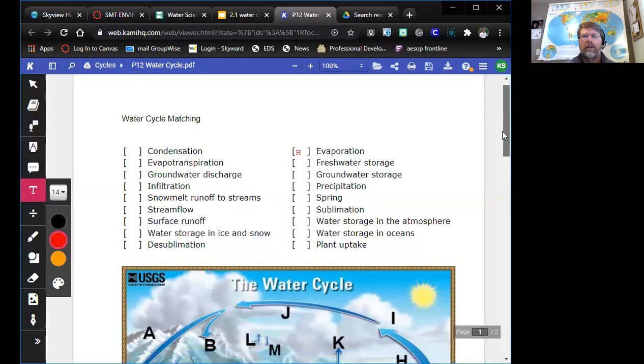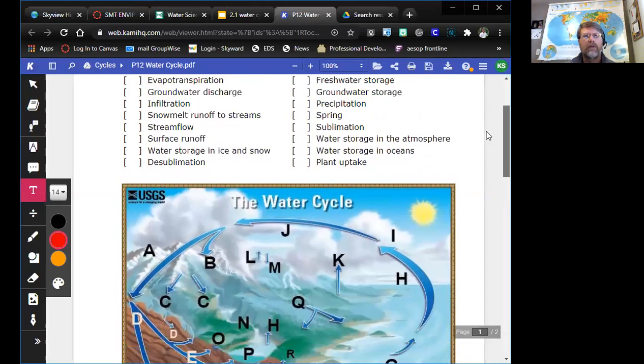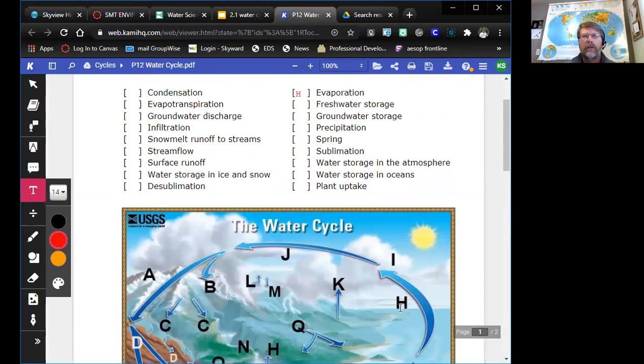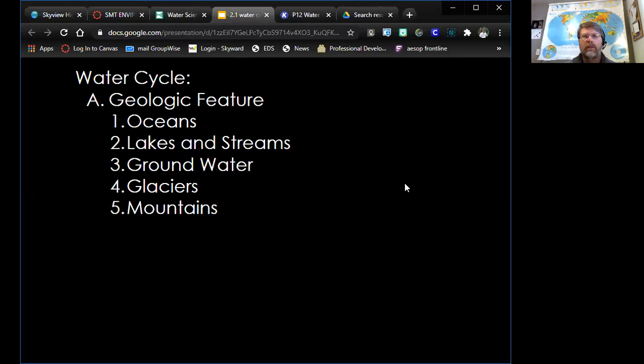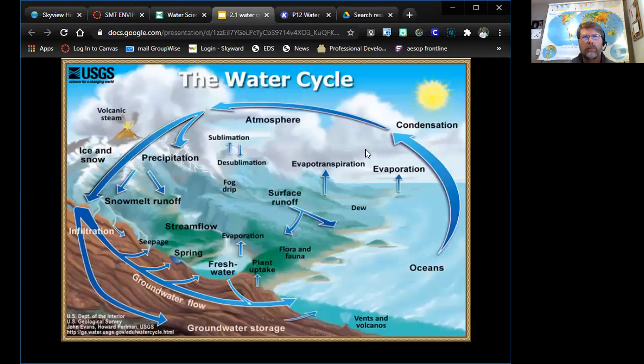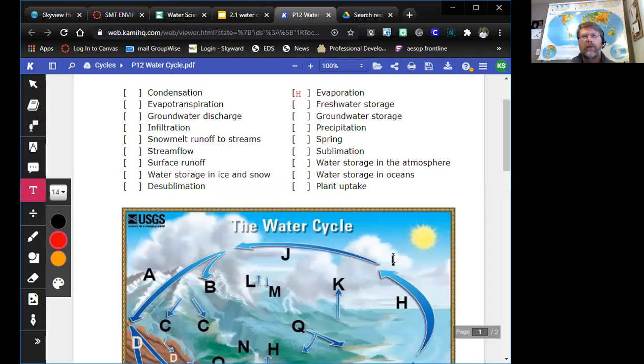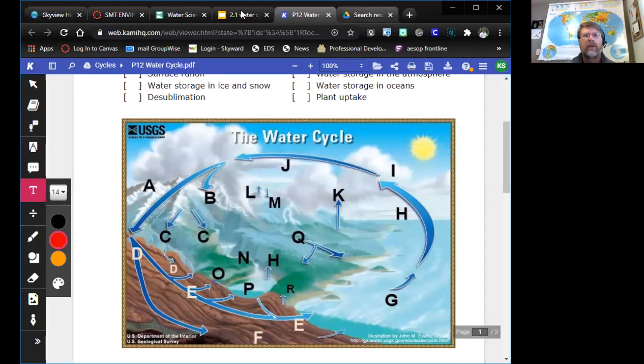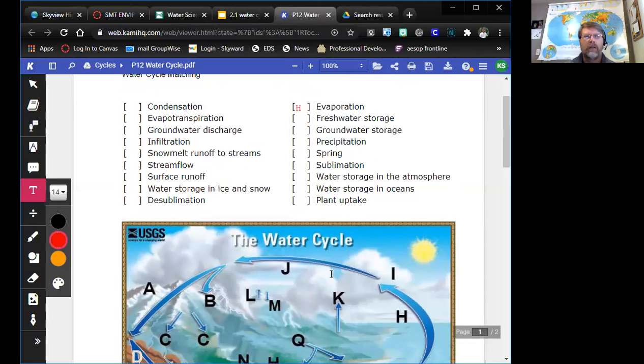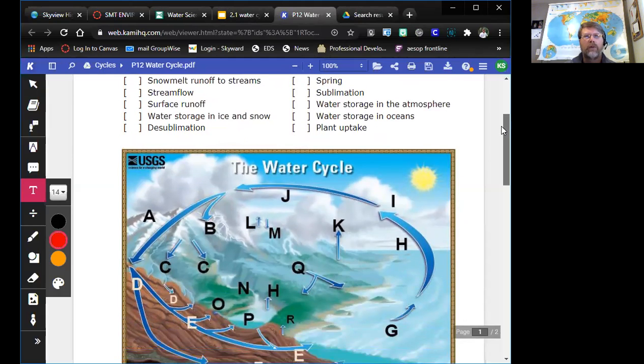So what we see here, I'm trying to think if that is the best way to say evaporation. I want to go back and look at that picture. Okay, up here is where condensation's happening. So that would be condensation. Yeah, so I guess we can say H is evaporation. Yeah, that works. Okay, so I'm just trying to make sure you can come back and forth between these two documents and match up your water cycle. Okay, so that is part one.